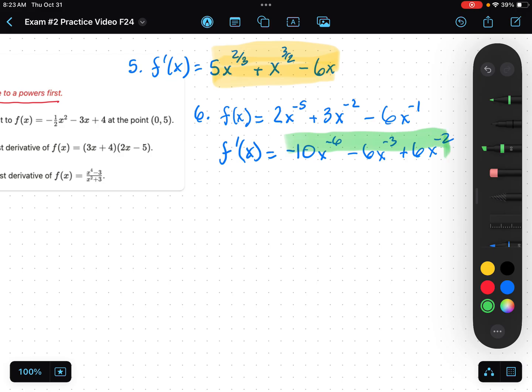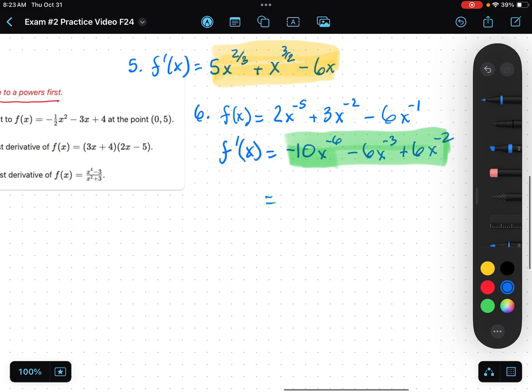So if you make it to there, you've done great, okay? Typically with problems like this, if it's written with fractions and positive exponents in the question, we'd like you to rewrite it in that same form. So what we're usually looking for on a problem like this, let me change this to blue. Instead of negative 10 x to the negative 6, the negative 10 stays in the numerator and the x to the negative 6 goes to the denominator. Instead of negative 6 x to the negative 3, it's minus 6 over x cubed. And instead of plus 6 x to the negative 2, it's plus 6 over x squared. And that's typically what we're looking for.